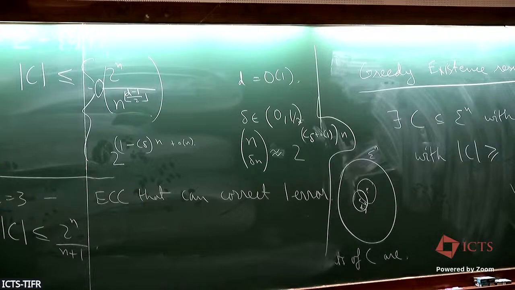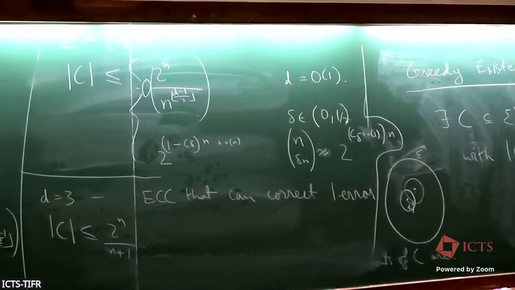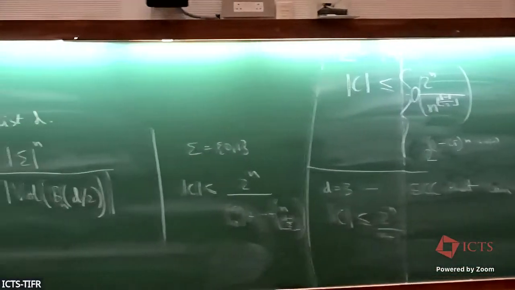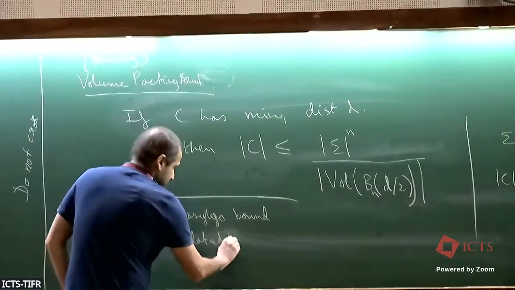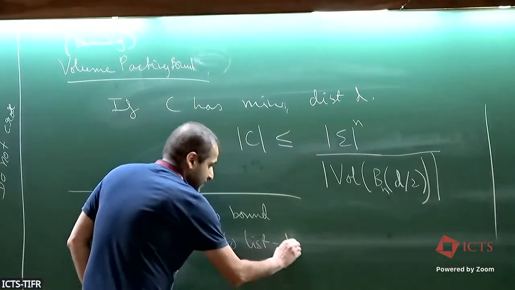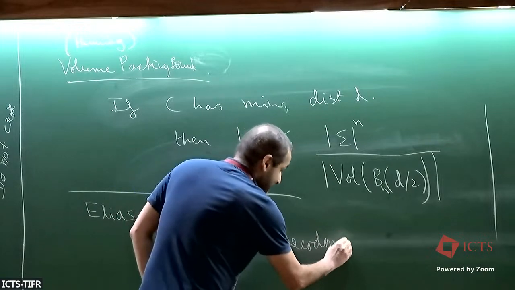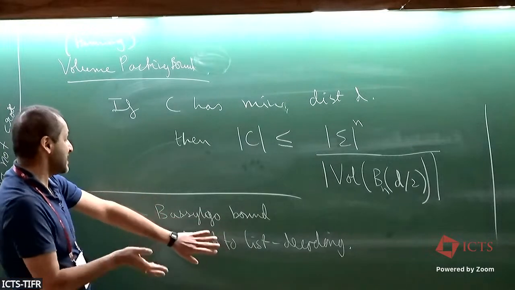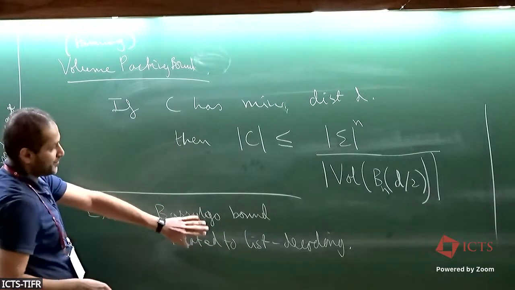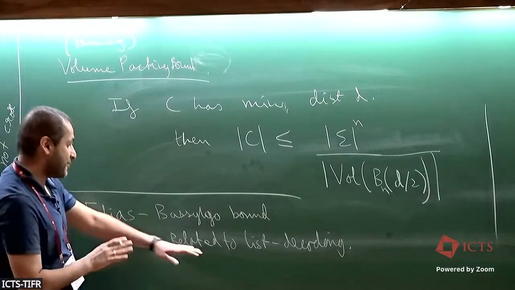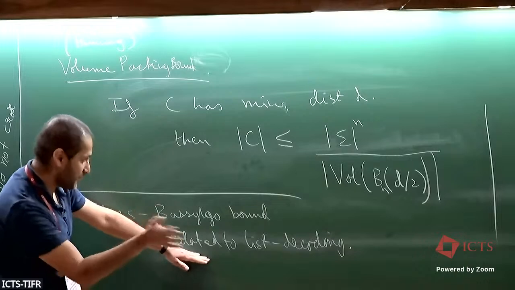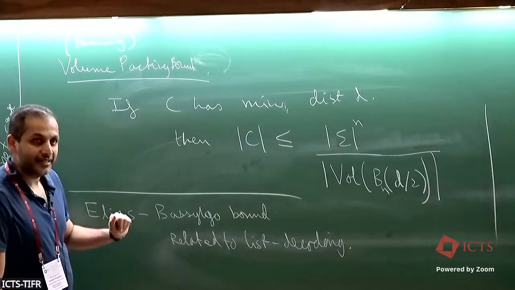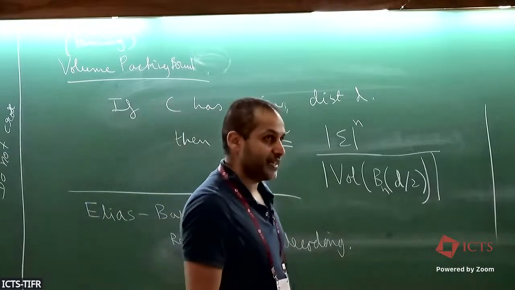There's another bound called the Elias-Bassalygo bound, which is an upper bound related to list decoding of codes. And this is something that we'll see later in the lecture. So we will see list decoding, and once one knows what list decoding means, and knows how the Hamming bound works, and has an important ingredient, the Johnson bound, that also will be seen later, then this gives you a better upper bound on the size of any error correcting code.